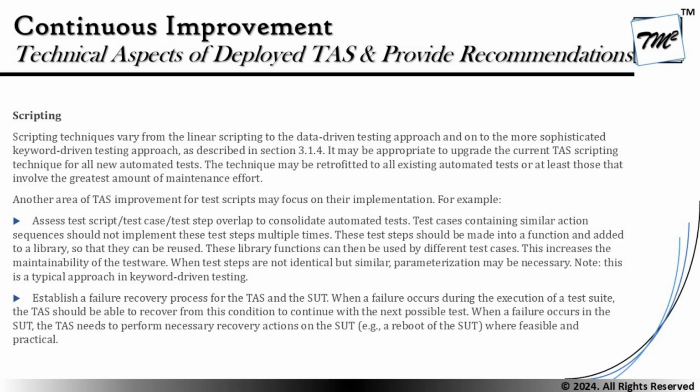Also to add here, of course, another area of TAS improvement for the test script may focus on their implementation. For example, assess the test script, test case or test step overlap to consolidate automated tests. The test cases containing similar action sequences should not implement these test steps multiple times. These test steps should be made into a function and added to a library so that they can be reused. Also, these library functions can then be used in different test cases, and this increases the maintainability of the testware. When test steps are not identical but similar, parameterization may be necessary.